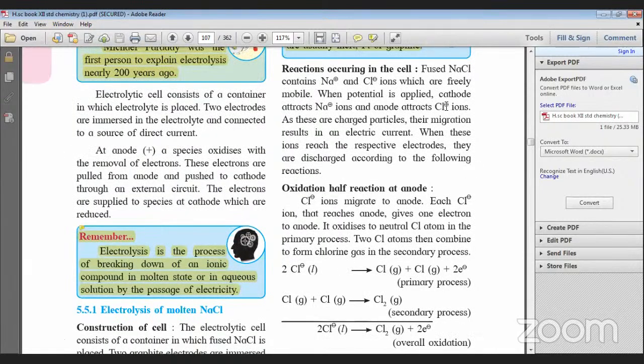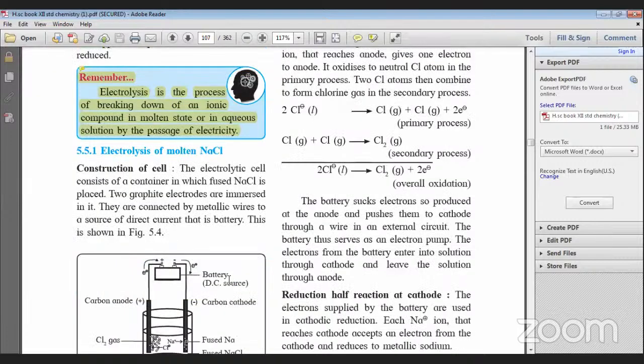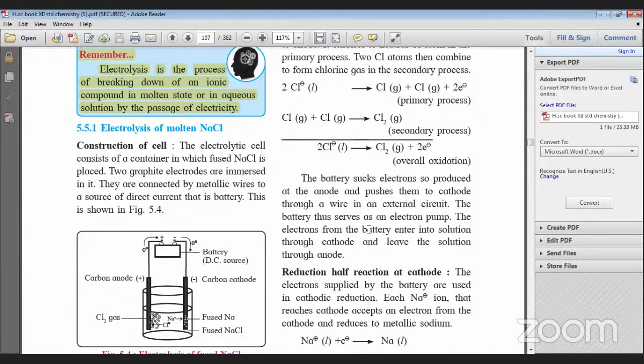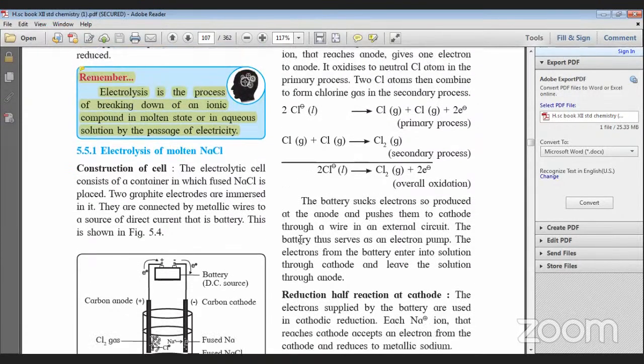Then Cl minus species, which are negatively charged, will move towards the positively charged electrode. Cl minus will be moving towards the anode. By moving towards the anode, it will give its electron and will be released in the form of chlorine gas. You can see here. Whereas the electrons which are free will go through the external circuit and come to the cathode, where sodium ions are positively charged. So in order to form stable Na metal, what will it do? It will accept those electrons, and the fused Na will get deposited on the graphite electrode, that is the cathode.